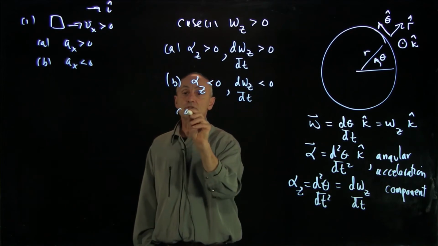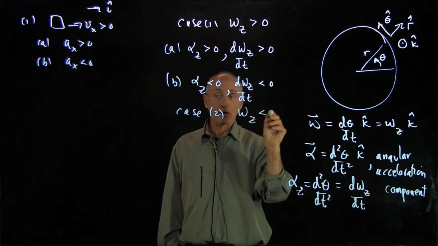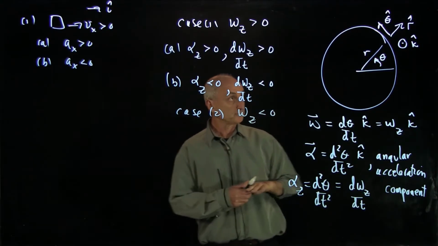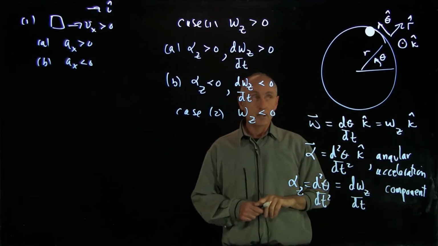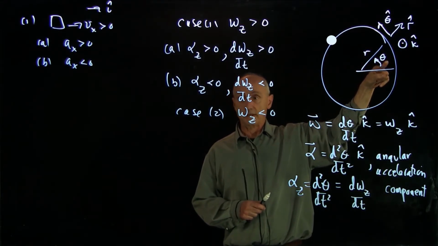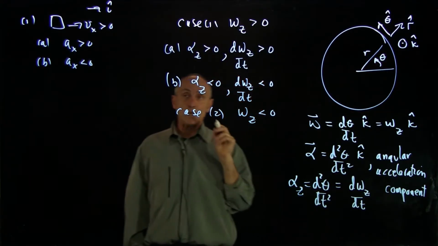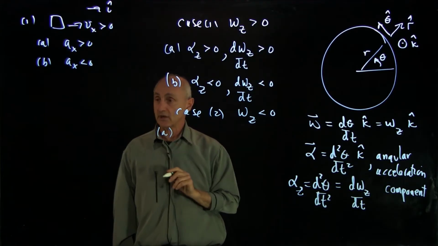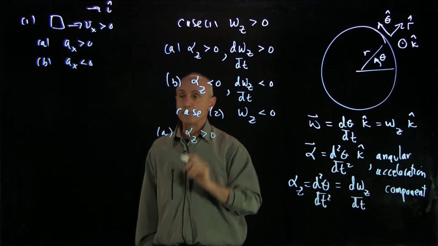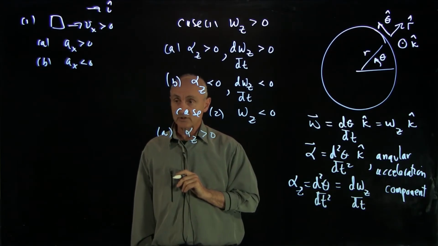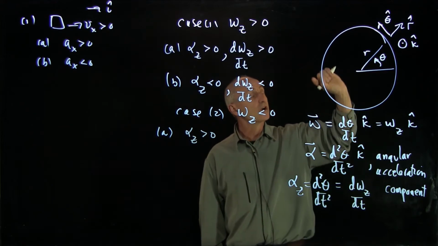Now, let's look at case 2, which is always a little bit complicated for circular motion, where omega z is less than 0. In that case, the object is moving in the clockwise direction because the angle theta is decreasing, corresponding to clockwise motion. So in that case, once again, let's consider the two examples. Well, the first example is a positive component of angular acceleration. Now, this is the one that can be a little bit confusing.